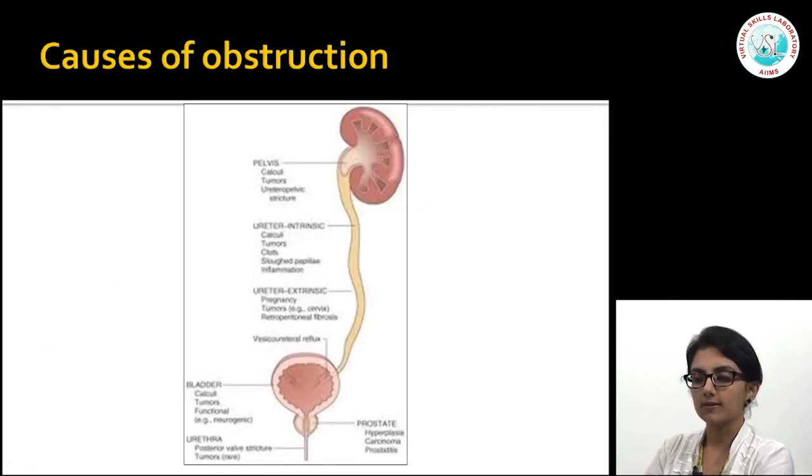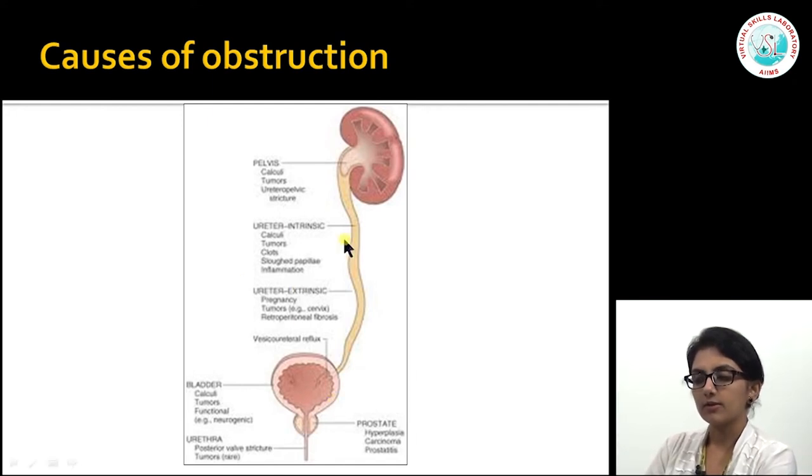Let's look at some important causes according to the level of obstruction. If we start from the bottom in the urethra, a posterior urethral valve is a common developmental anomaly in children, particularly in males, which can predispose to obstruction. Rarely you can have tumors of the urethra in adults. If you look at the prostate, a benign prostatic hyperplasia, an adenocarcinoma of the prostate, and sometimes even a severe prostatitis can predispose to obstruction. In the bladder, presence of calculi, bladder tumors, or just a functional problem in the bladder, which is what we call a neurogenic bladder in patients of diabetes or if there is a spinal injury, that's obstruction.